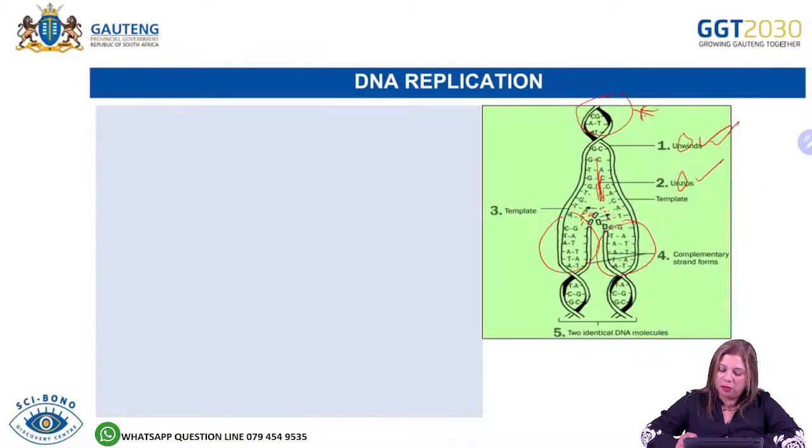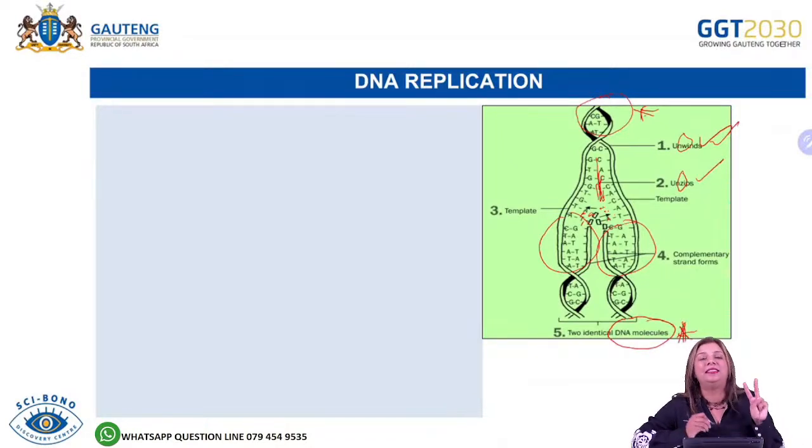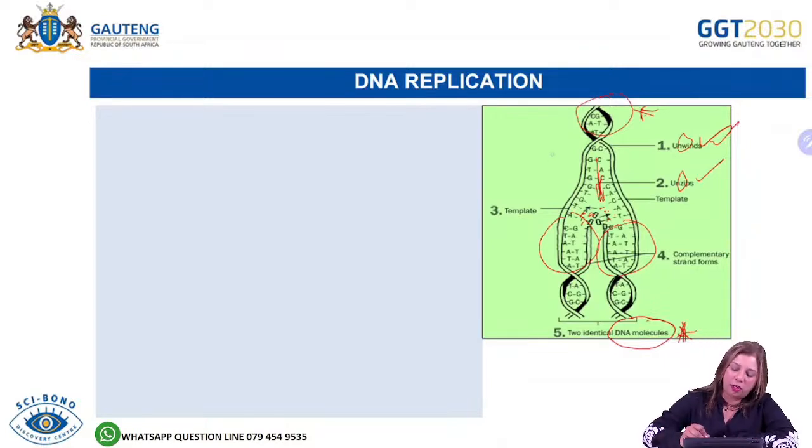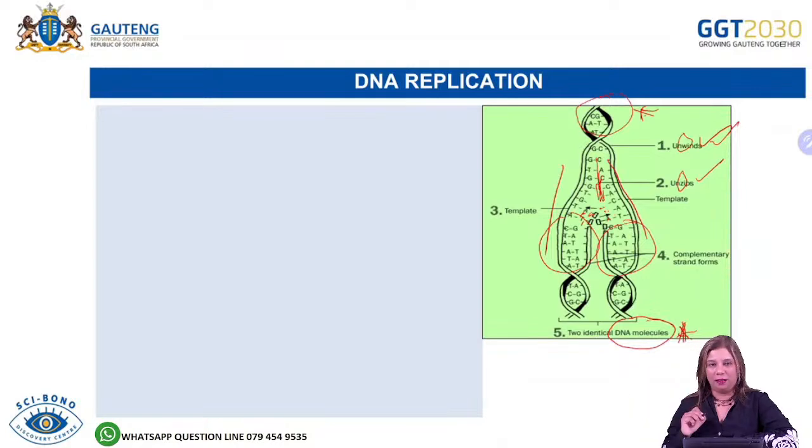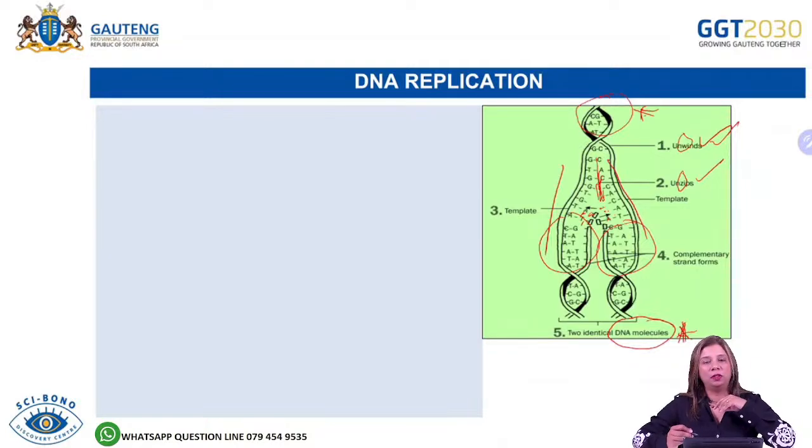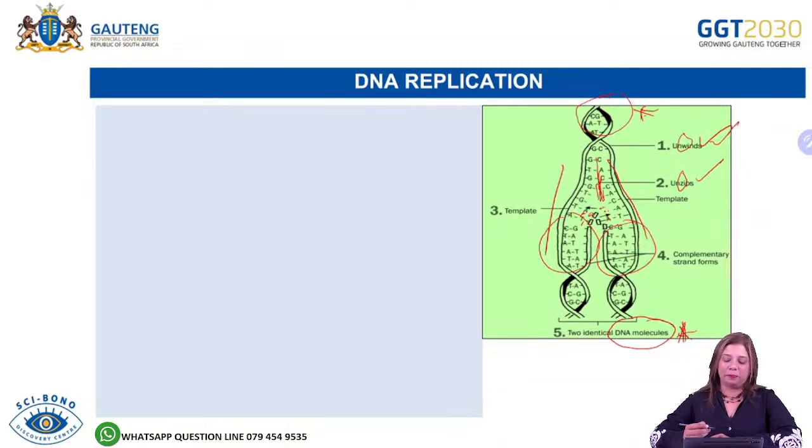And if you look at the bottom of the diagram, you have two identical DNA molecules. I want you to remember that it ends up with two identical DNA molecules, not DNA strands. DNA molecules. Yes, two strands are formed. There's the two strands. But the end result is two DNA molecules. So let's go to the notes and quickly go through the diagram.